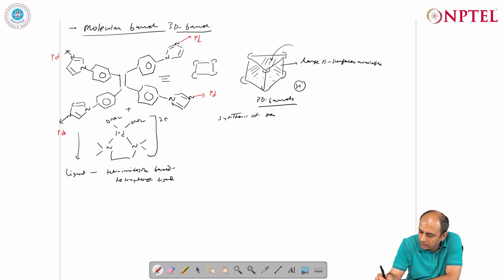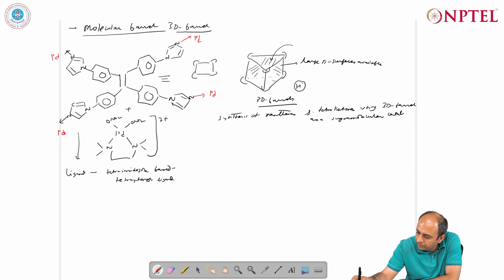which is used for the synthesis of xanthenes and tetraketones using this 3D barrel as a supramolecular catalyst. In this case, this is a case of homogeneous catalysis. So what are the reaction conditions? Now we are going to consider the reactants here.